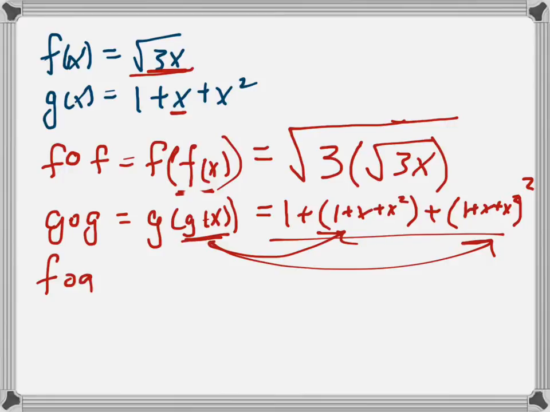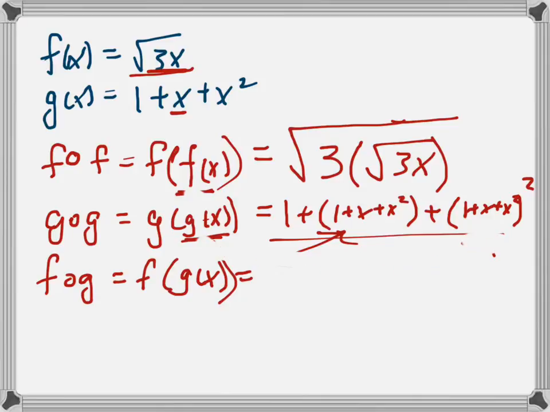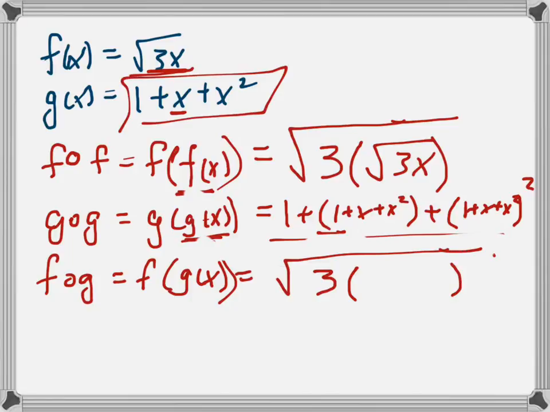f of g is, again, f of g of x, written that way. And what I'm going to do is start writing f of x, but instead of writing the x, I'm going to leave a big old space so I can fit g of x in there. 1 plus x squared.